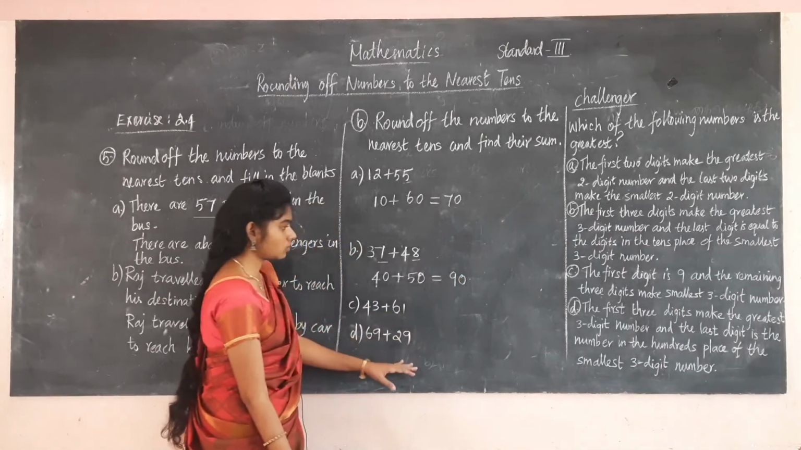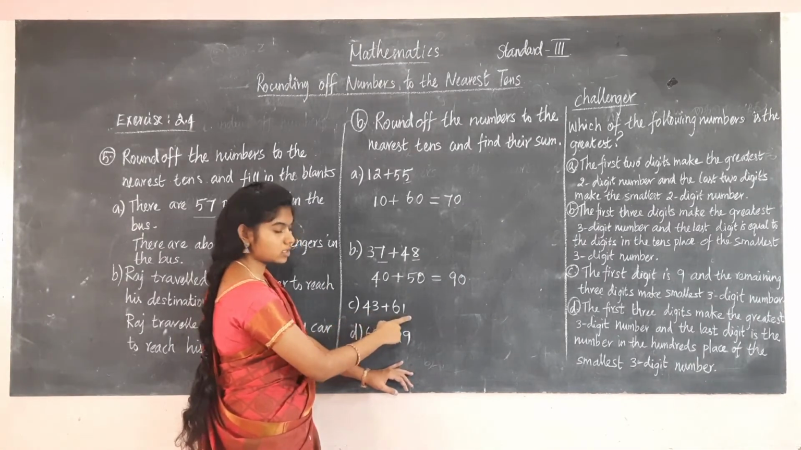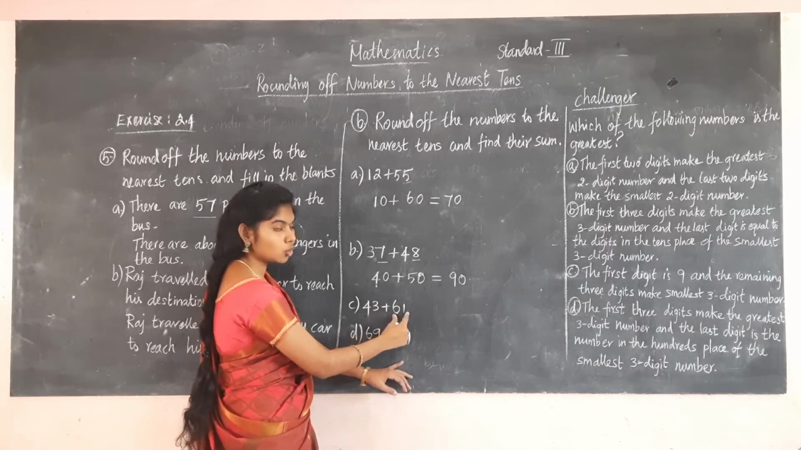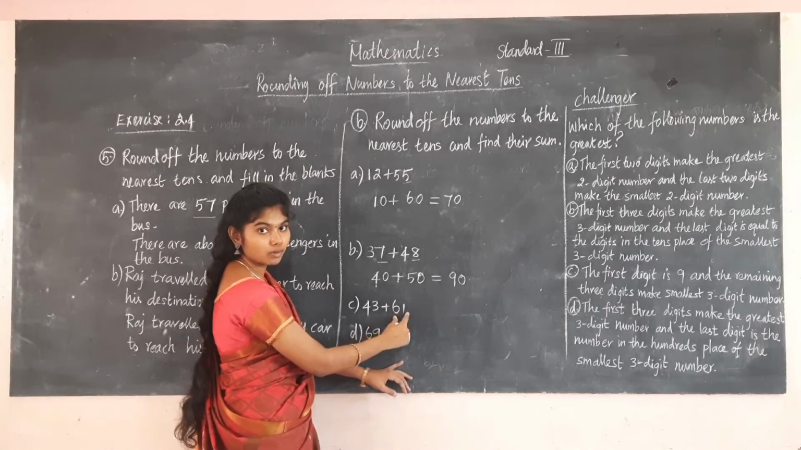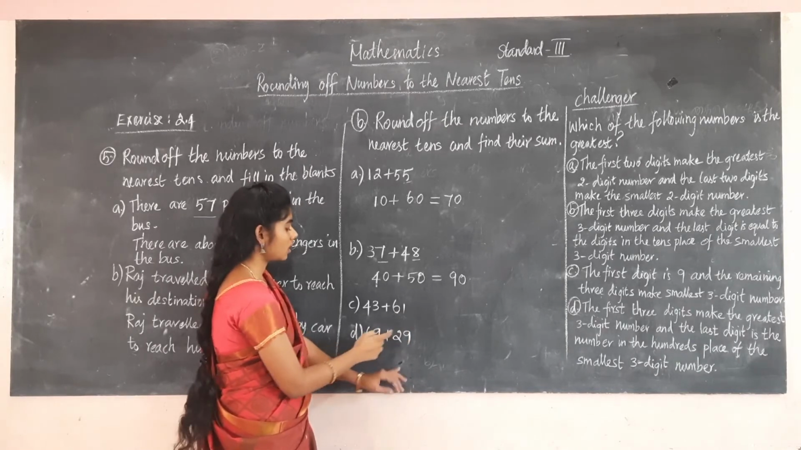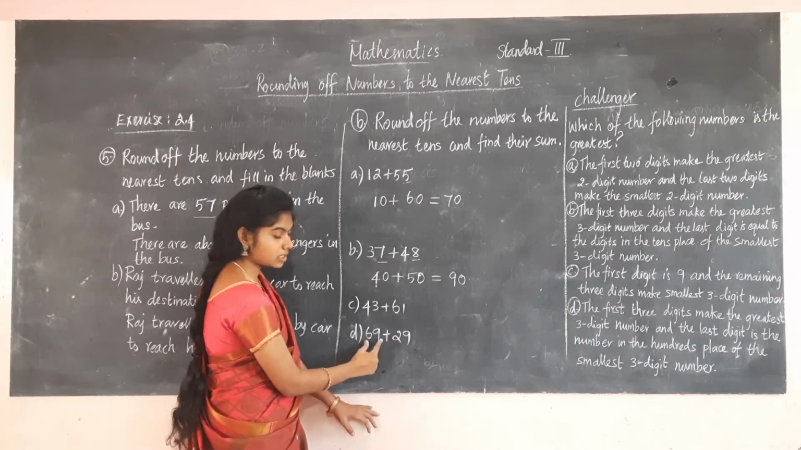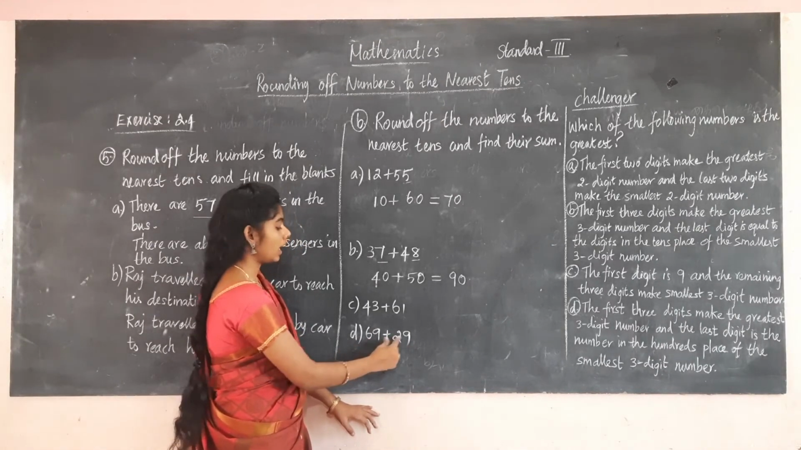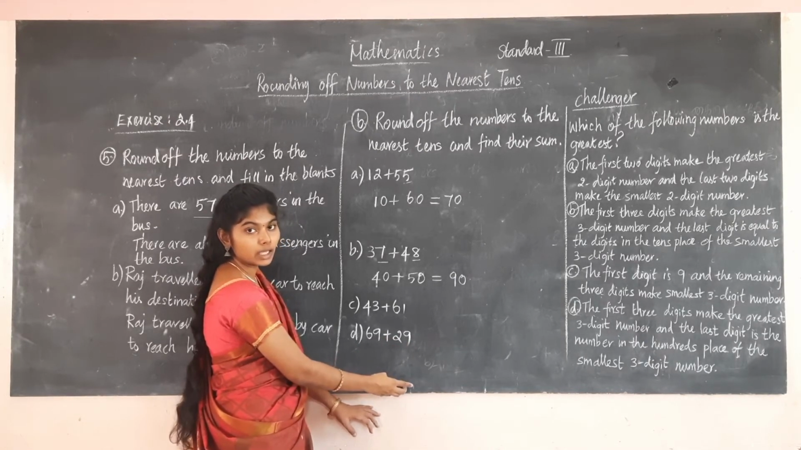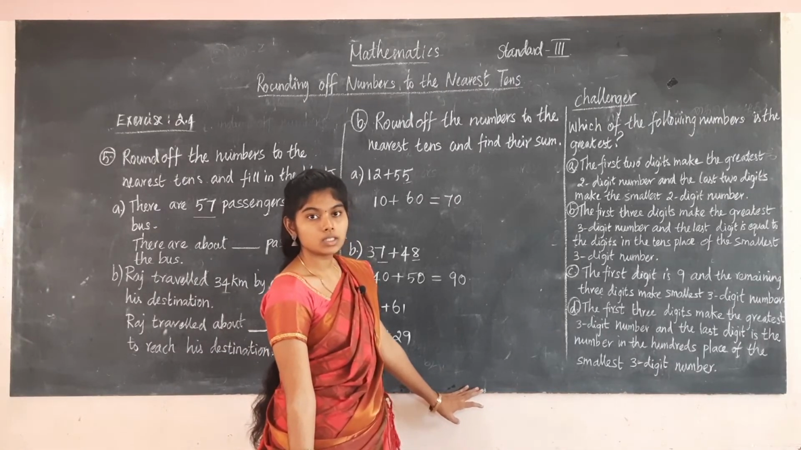Then these two sums you are going to do as an assignment. What are the numbers? 43 plus 61. First we have to round off the number 43 and then the number 61. Then after rounding off those numbers you have to sum them. And the last sum is 69 plus 29. First we have to round off 69 and then 29. Then you have to sum those two numbers and you will be getting the answer. These are the sums we have seen by rounding off the numbers to the nearest 10.